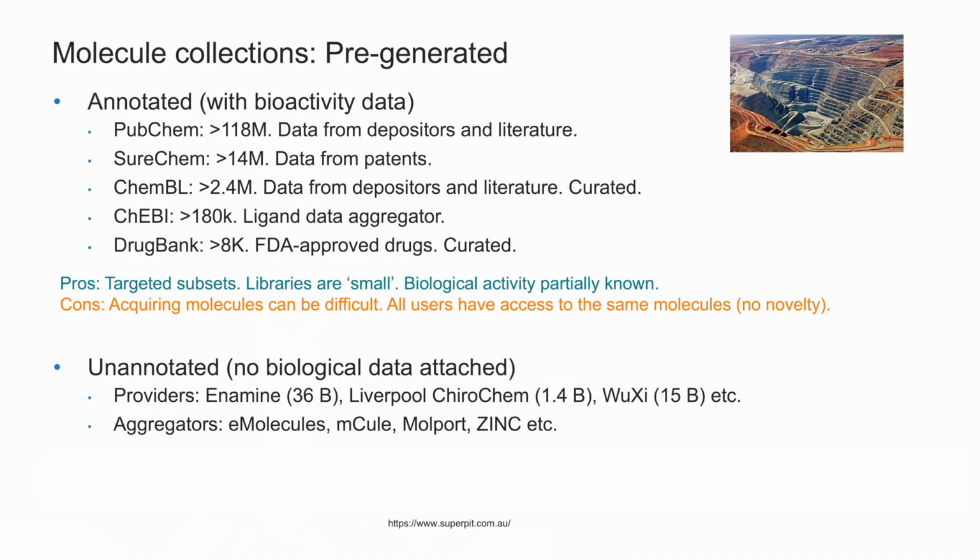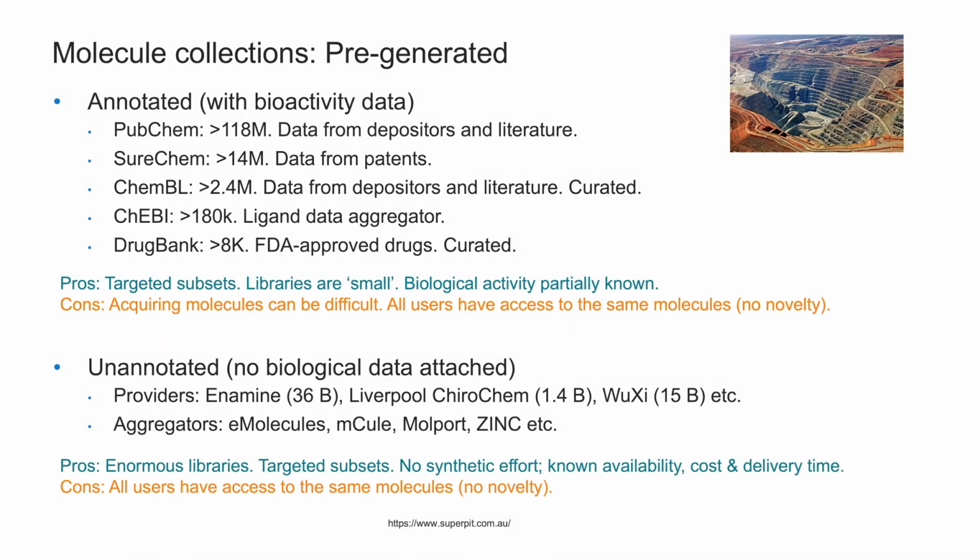The alternative are what I'll call unannotated collections, no biological data attached. And here, these usually come from vendors, companies like Iridium, Liverpool Cryo-EM, and Wuxi. These can be gigantic collections, multi-billion, multi-hundred billion in some cases, and these provide a lot of interesting advantages. The size of the library, as I'll show in a moment, is usually considered an advantage, but of course there is the large amount of computational cost that comes with that.